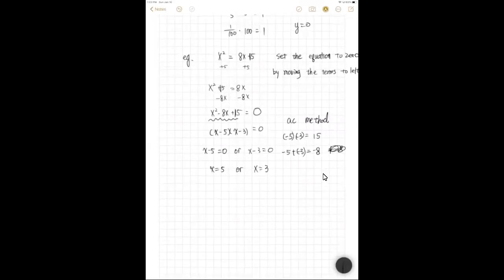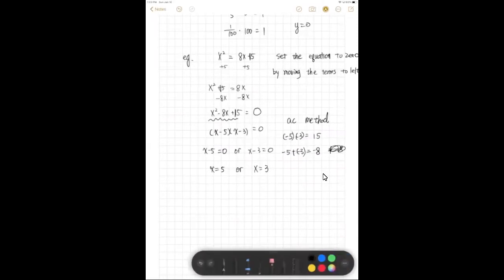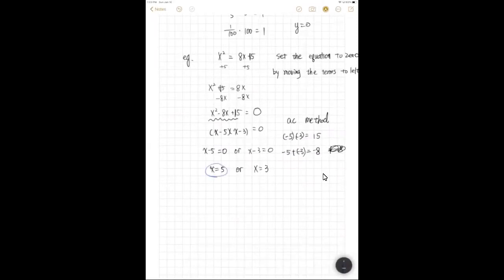Well, how do you know that this is the correct answer? What you can do is plug in x equal to 5 and x equal to 3 to check on your scratch paper. So look, we bring this back to our original equation. Let's do x equal to 5 first. So I have 5 squared equals 8 times 5 minus 15. So 5 squared equals 40 minus 15, which is 25, equals 25. So that means x equal to 5 is our solution.